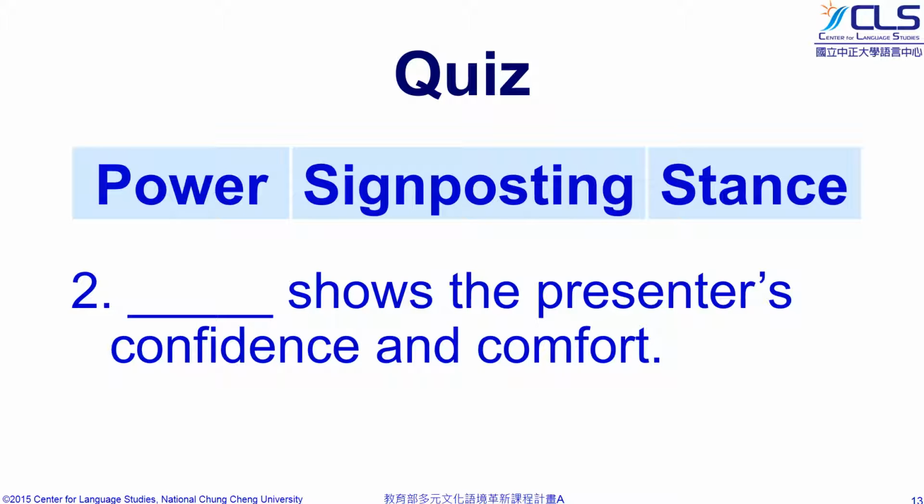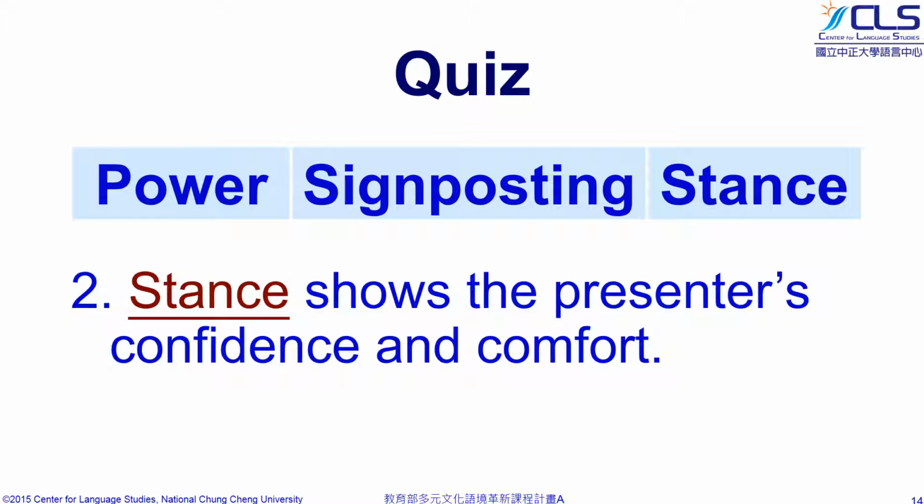Quiz 2. What shows the presenter's confidence and comfort? Power, signposting, or stance? The answer is stance, which shows the presenter's confidence and comfort.